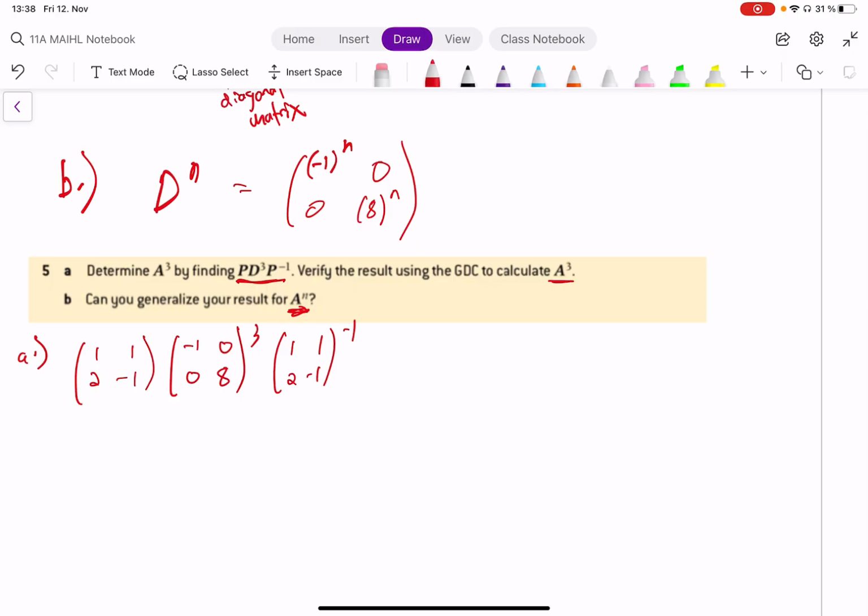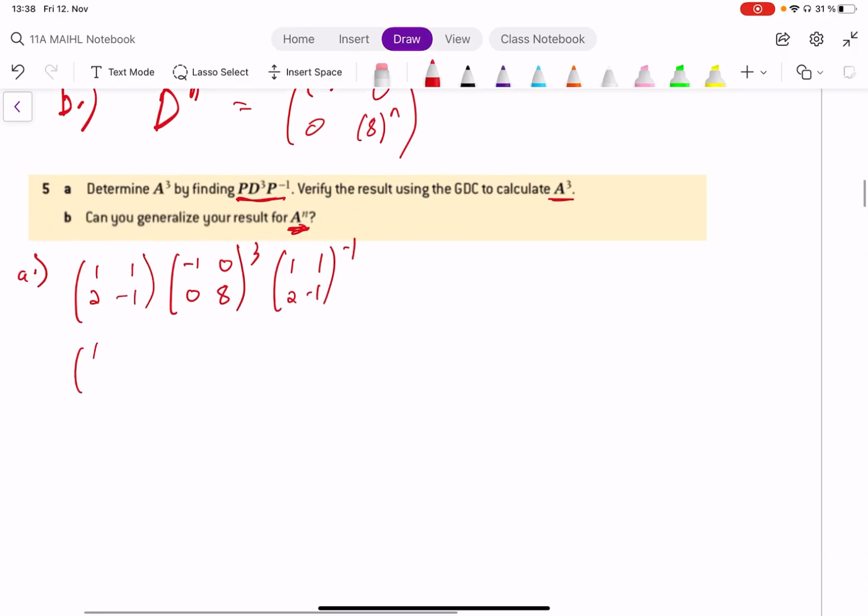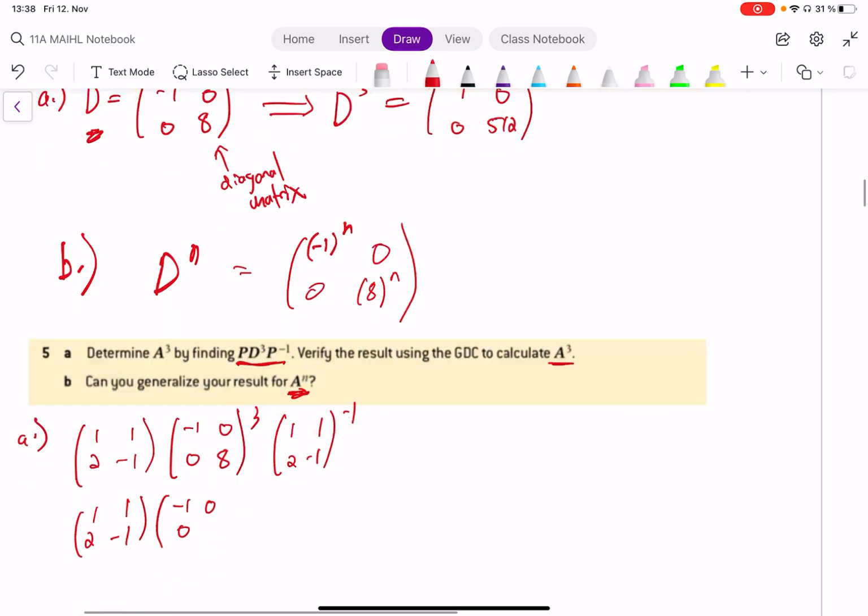And so let's do this. We can do it roughly by hand to see what's happening, but this matrix would stay the same. Raising this one to the third, we already saw what would happen to that. We did it in part 4. So it would be negative 1, 0, 0, and what was it? 512.